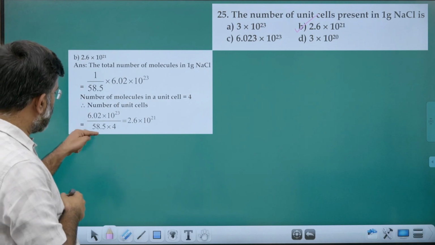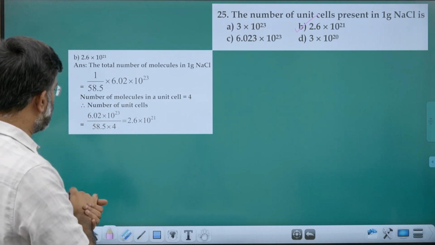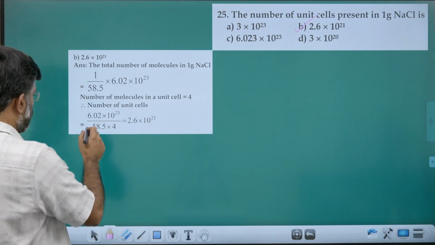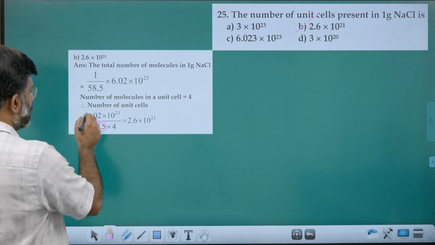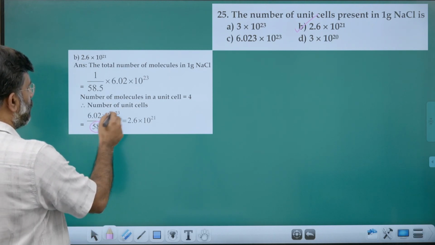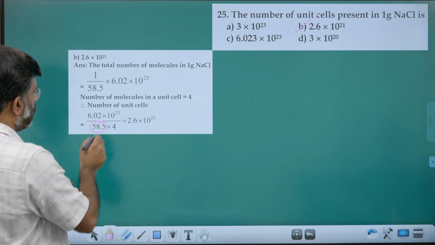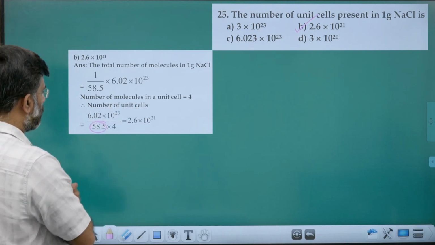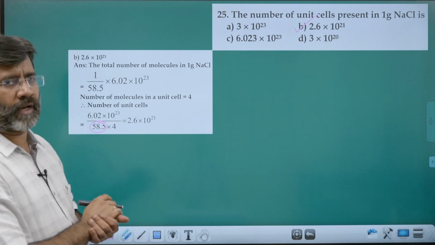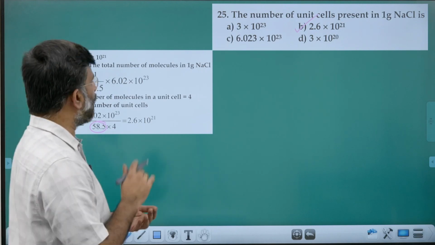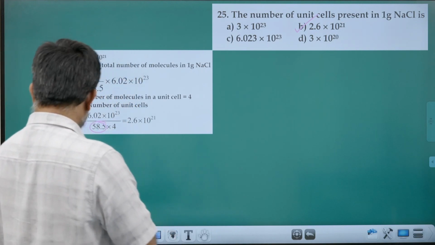Avogadro number divided by 58.5 into 4. Simple calculation, take this as 60. 60 with the 6, 1 by 10. That is 10 power 22 by 4. That is 0.25 into 10 power 22. 2.5 into 10 power 21. You can easily calculate option B. Okay, next question.